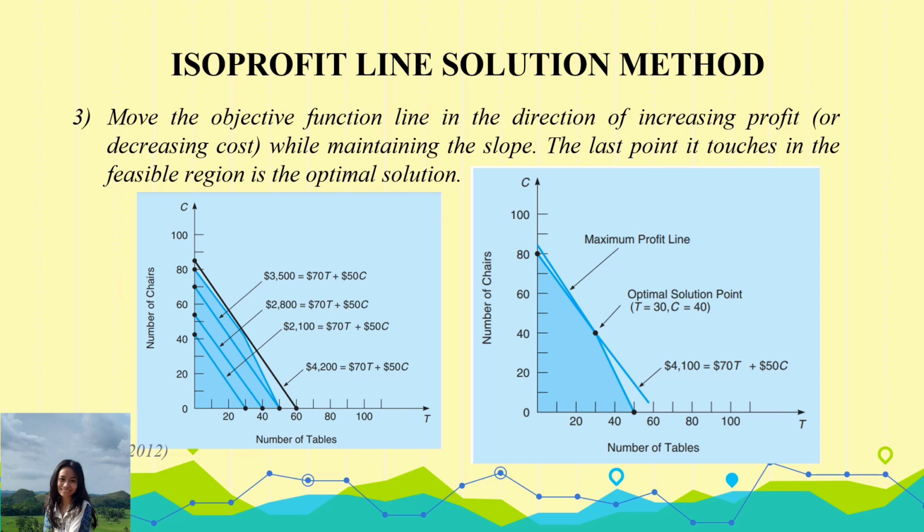With this, we will proceed to the third step. Move the objective function line towards increasing profit while maintaining the slope until we find the last point that touches the feasible region. An important point is that all isoprofit lines are parallel. With this, we can just draw a series of parallel isoprofit lines until we find the highest isoprofit line, the one with the optimal solution.